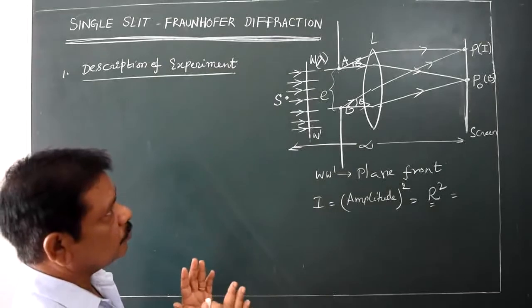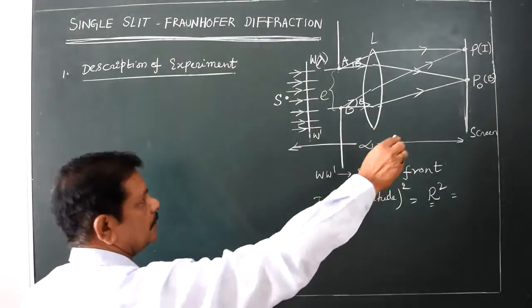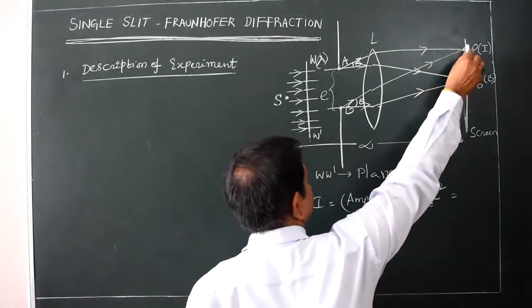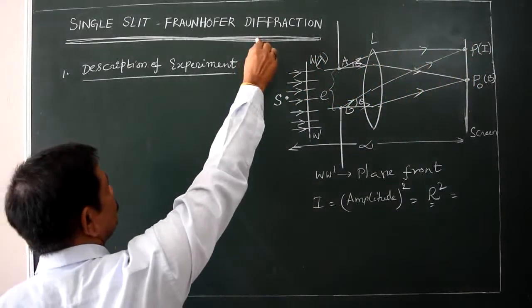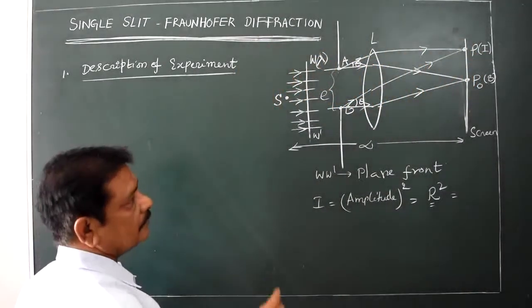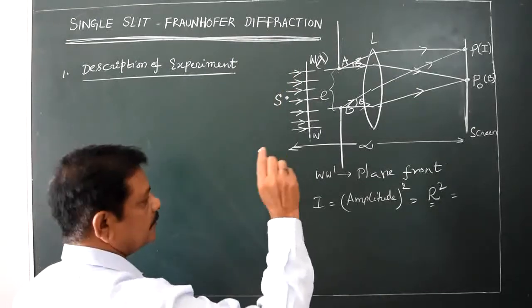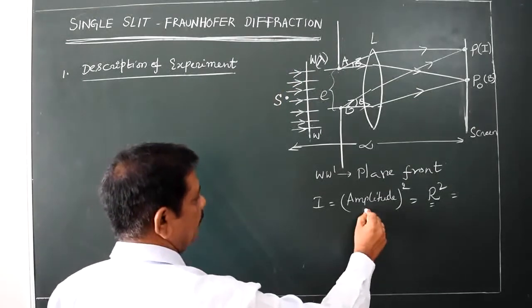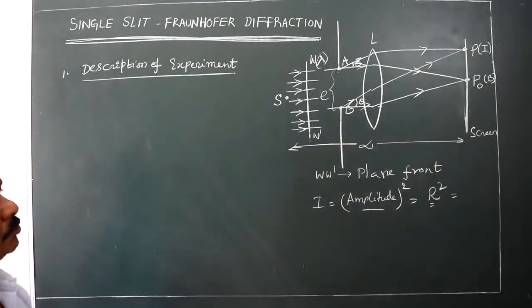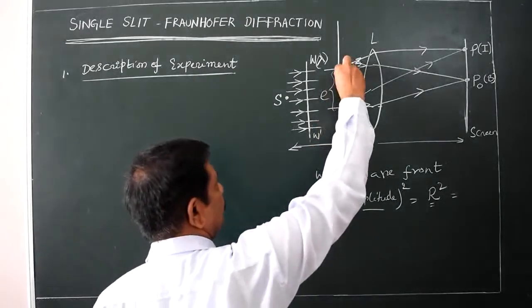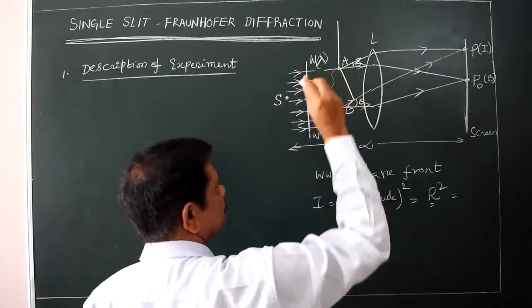Now, our aim is to calculate the intensity, whether it is bright or dark. What is the nature of the intensity due to a single slit? The intensity expression always depends on the amplitude, so the square of the amplitude is calculated. So how do we calculate the amplitude? To calculate the amplitude, now draw a normal from A to B like this.